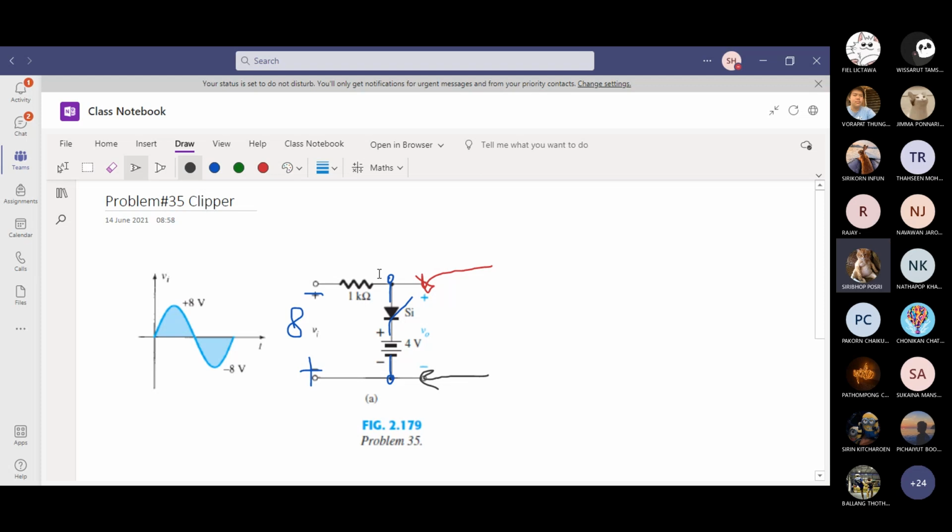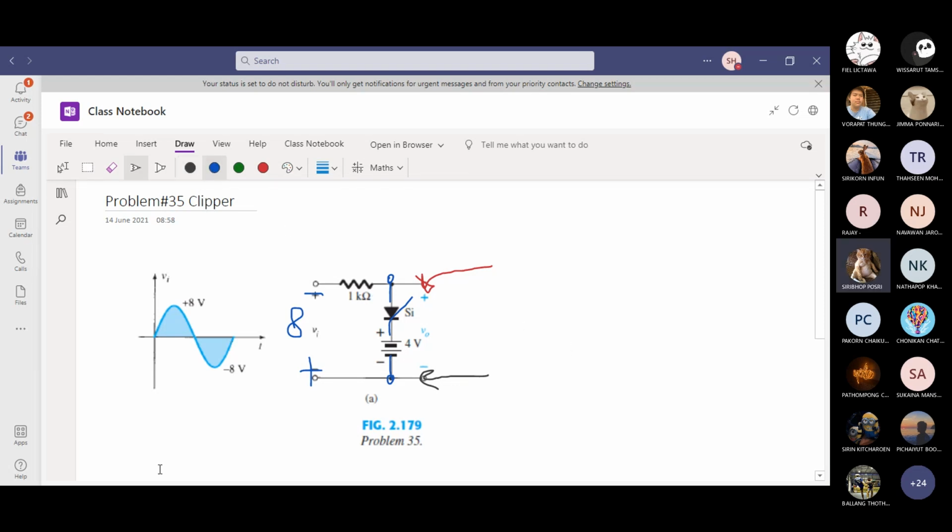Ignore what อาจารย์ said. The middle branch is not seeing anything. So what will the voltmeter see? In the middle branch there is no current. The voltmeter will see this value, minus 8 volts. In this case, the voltmeter will directly sense the negative peak. It is not coming from the diode, it is coming from the input.